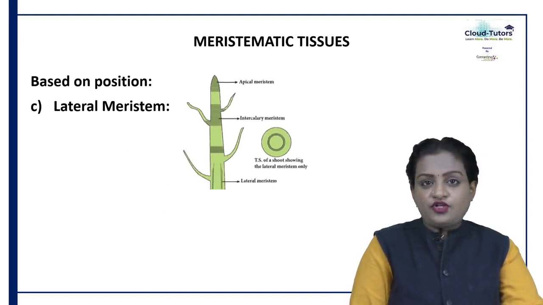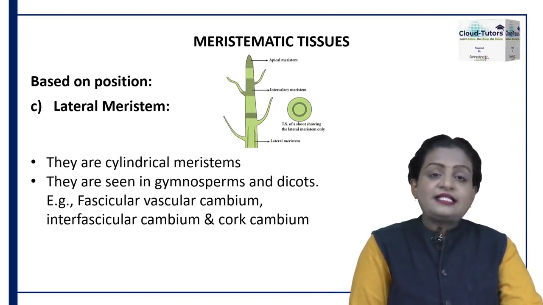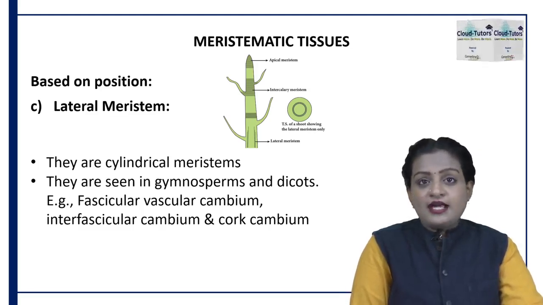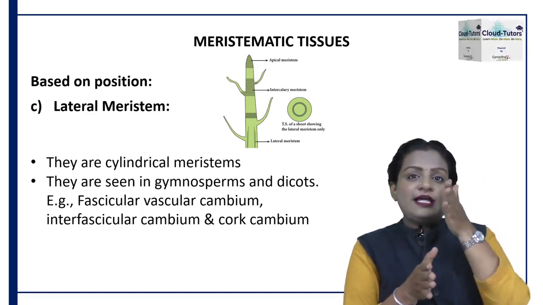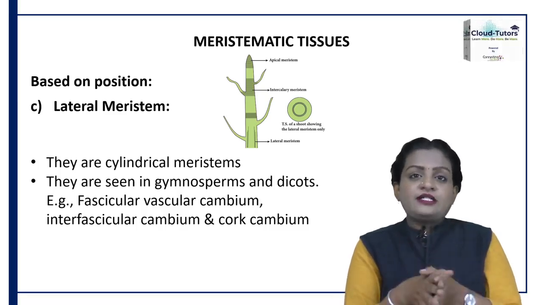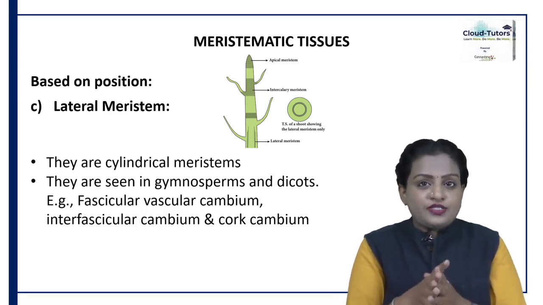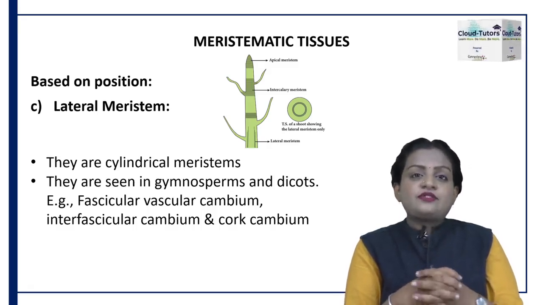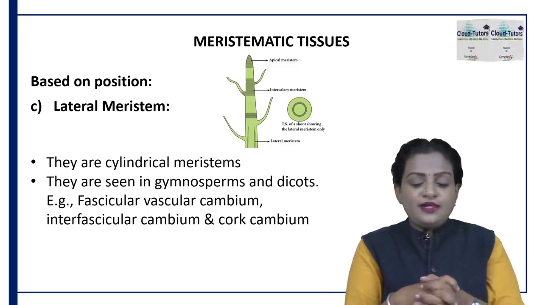So what is their function in general is they are cylindrical meristem, as I told. They are seen in gymnosperms and dicots. Monocots do not have lateral meristem because you can't increase girth of a monocot. They only grow in height and they are seasonal, so they die. Whereas whichever plant is woody and have strong trunk, which shows increase in girth of a stem, will have lateral meristem. Example for lateral meristem is fascicular vascular cambium, interfascicular cambium and cork cambium.